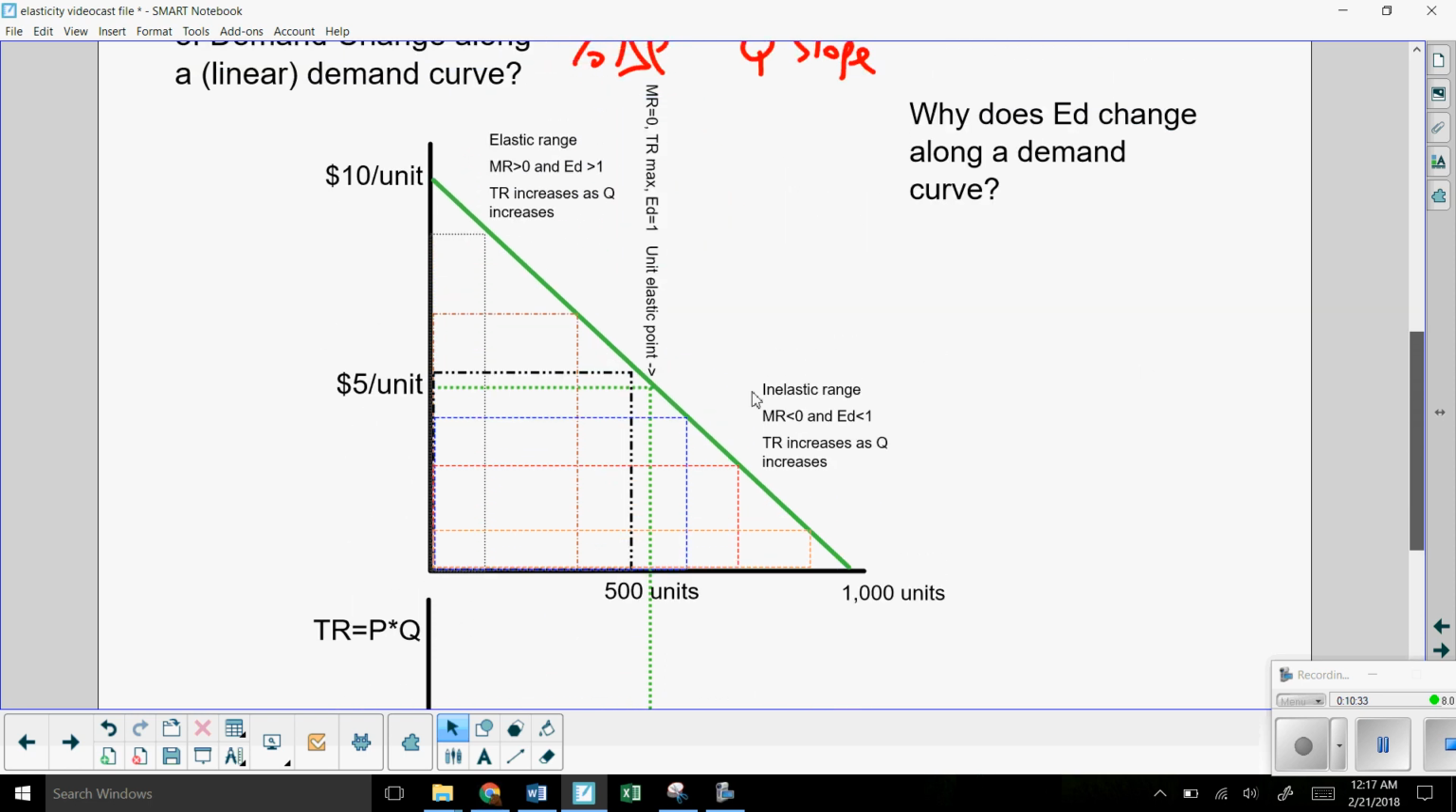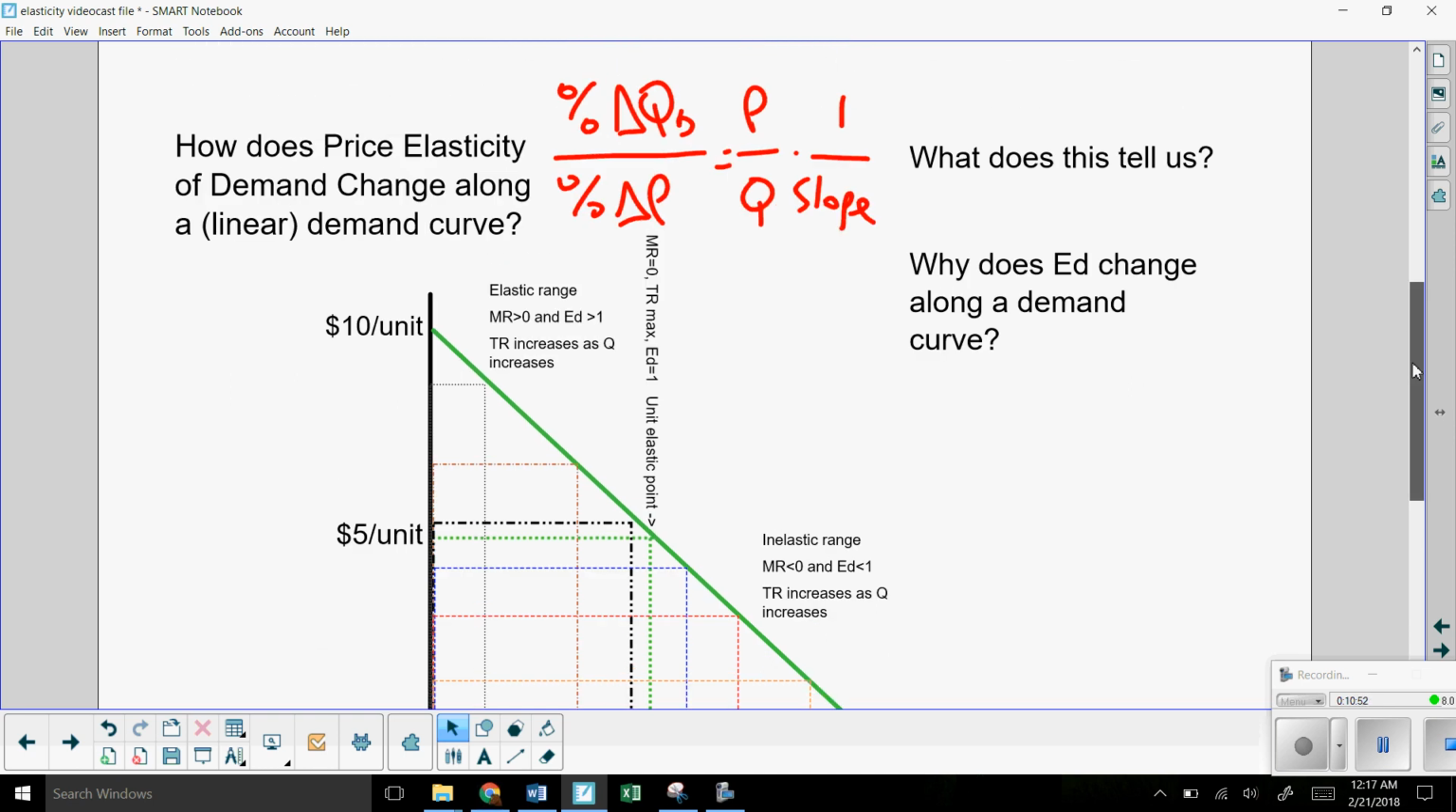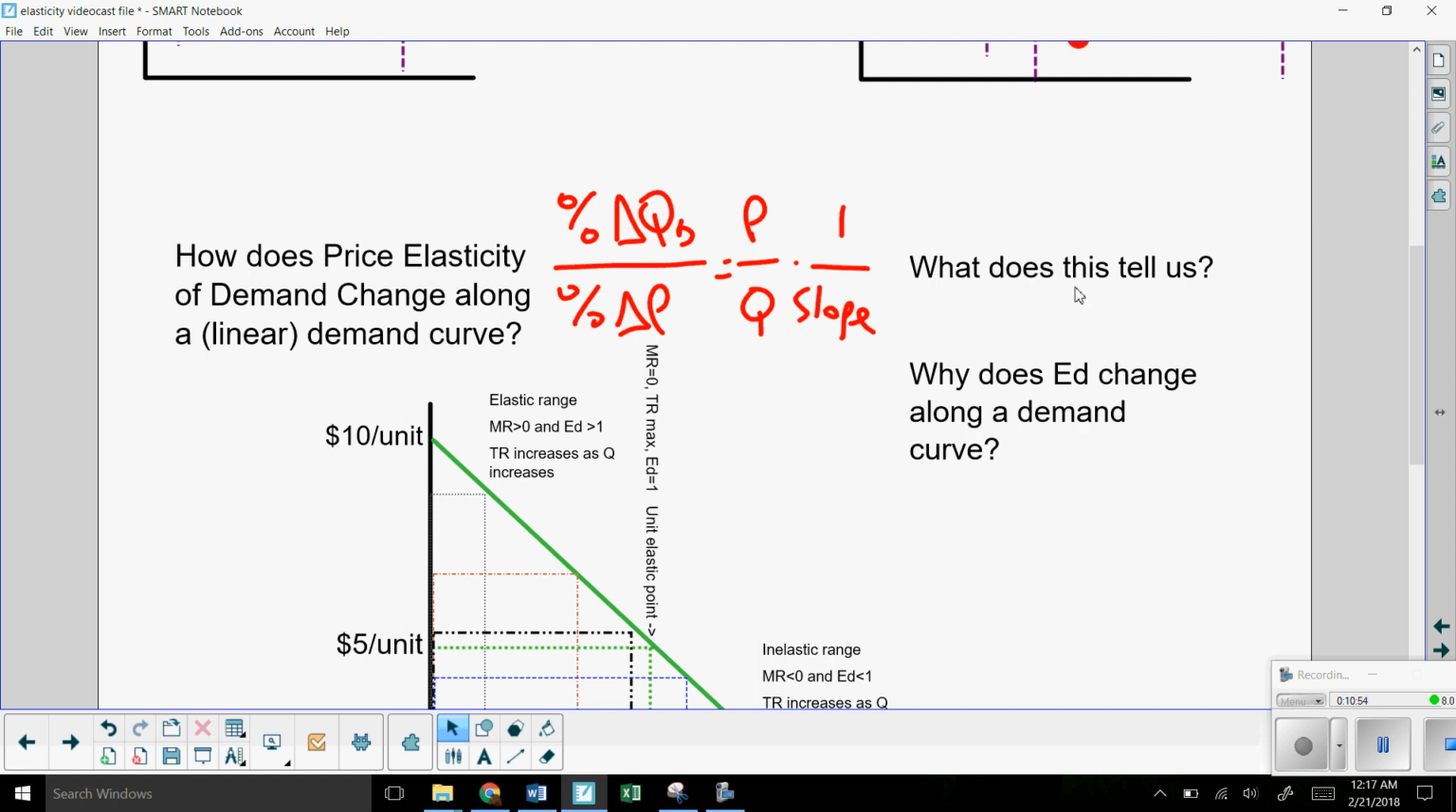If we're comparing points within the elastic range, the lower one with a greater quantity will go along with higher total revenue. For comparing points that are within the inelastic range, then the higher one, the one that's closer to that unit elastic point, will go along with having higher total revenue. So that's some of what ed tells us.